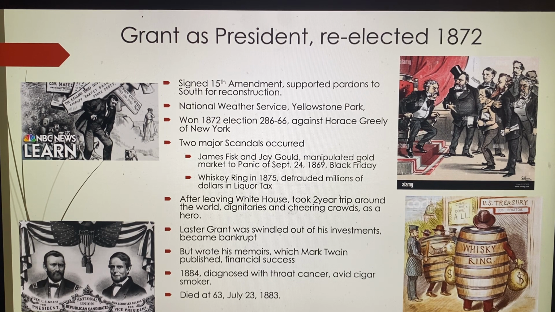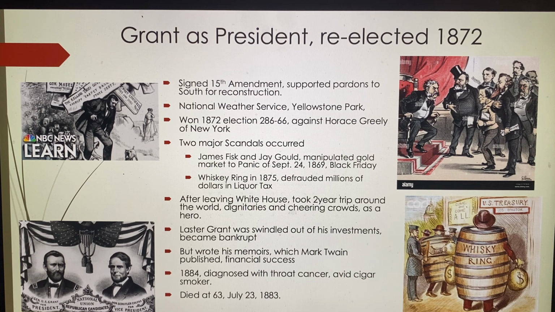Also, they had a whiskey ring in 1875 that defrauded millions of dollars in liquor tax. And so here we have two great scandals going on, and there were a couple more. During Grant's presidency, we can look back and see he wasn't implicated in any of these, but they did go on. And after Grant left the White House, he took a 2-year trip around the world.